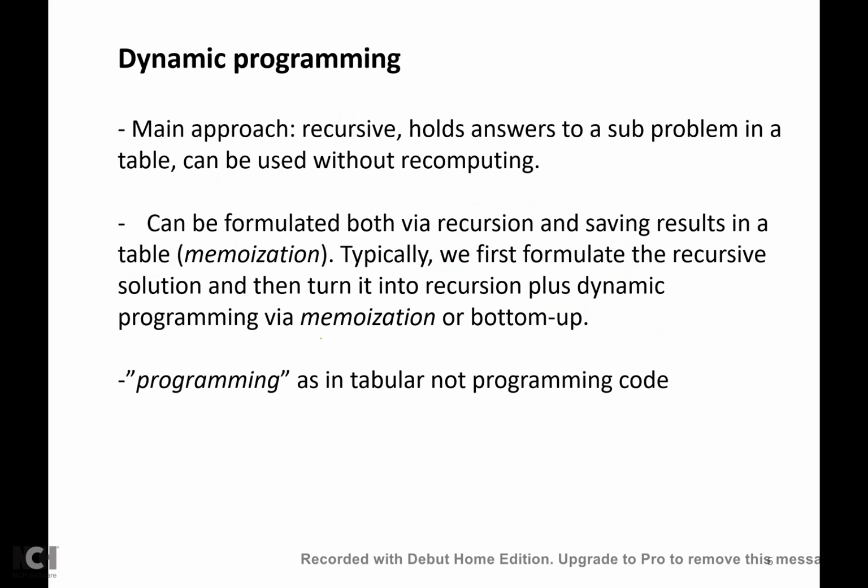The main approach of dynamic programming is recursion based. Answers to a subproblem in a table can be used without recomputing. Dynamic programming can be formulated both via recursion and saving results in a table. This is memoization. Typically, we first formulate a recursive solution and then turn it into recursion plus dynamic programming via memoization or bottom-up. And we will show you.